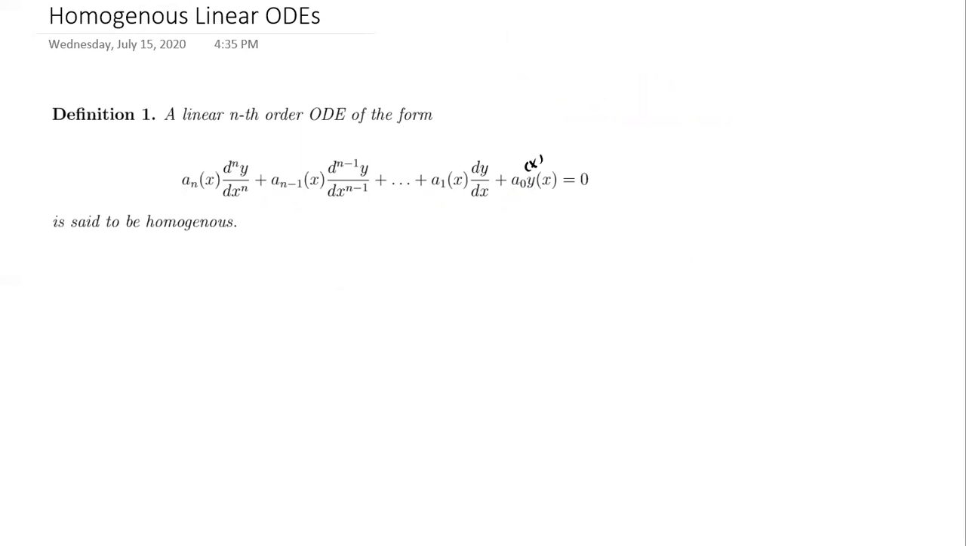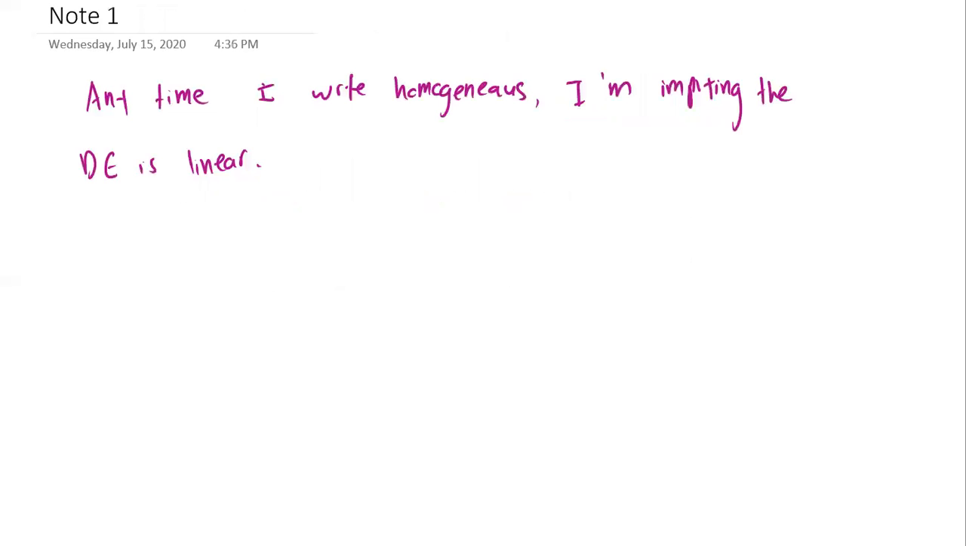I also noted that we're only going to be working with linear differential equations. So anytime I say a homogeneous differential equation, I'm implying that it is linear. I'm not 100% sure if homogeneous implies linear all the time in the regular literature. I think it does, but for the purposes of this class, if I say a differential equation is homogeneous, I'm also saying it's linear. Even if I omit the linear part, you know the differential equation is linear.